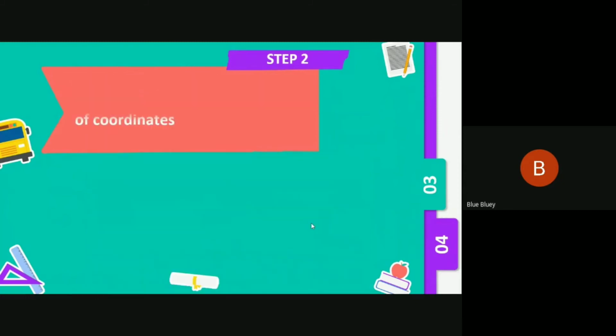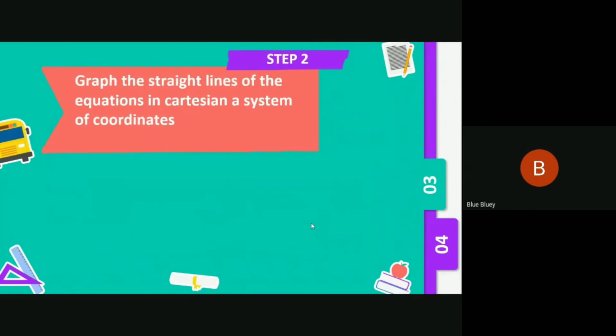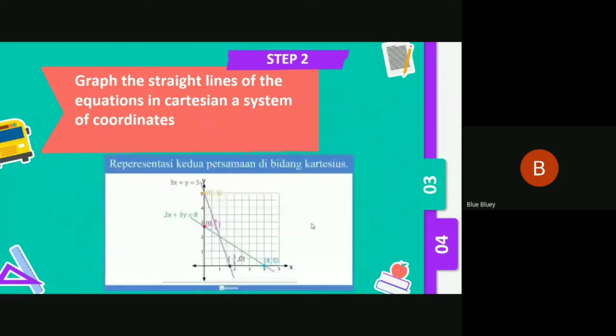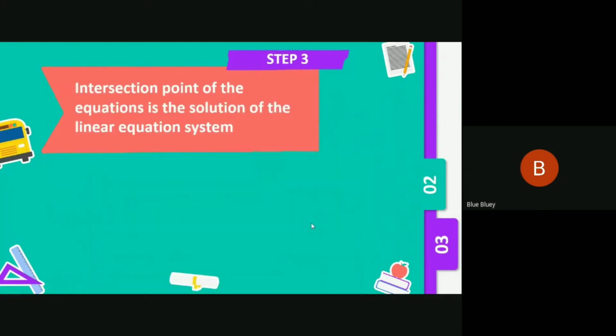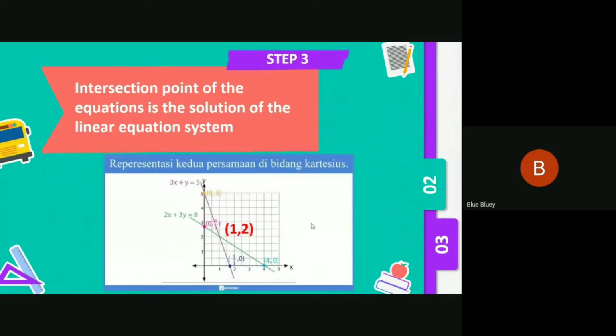Step 2. Create the straight lines of the equations in a Cartesian coordinate system. So we obtain a graph like this. Step 3. The intersection point of the lines is the solution of the linear equation system. The intersection point of the graph is (1, 2). So the solution of the equation system is x equals 1 and y equals 2.